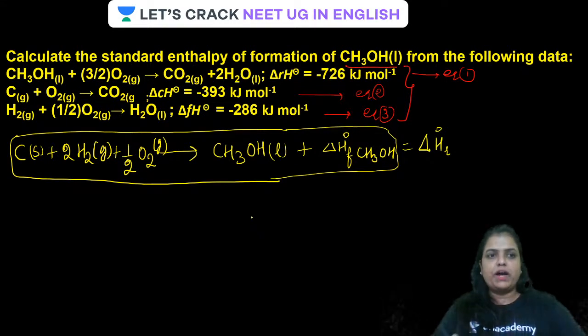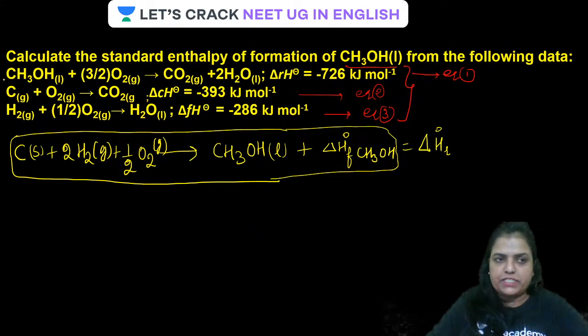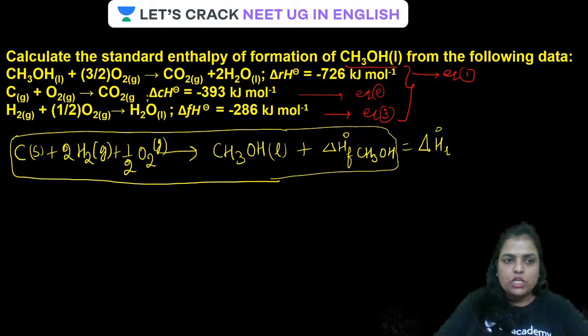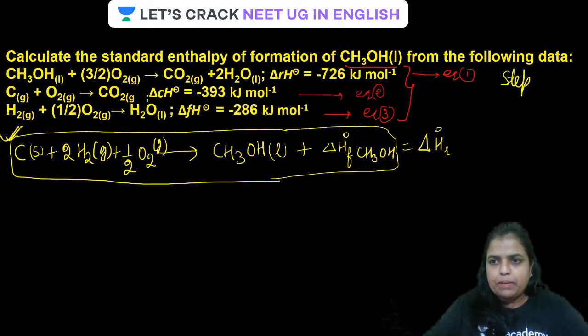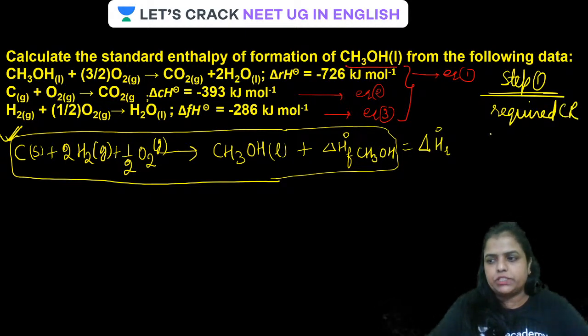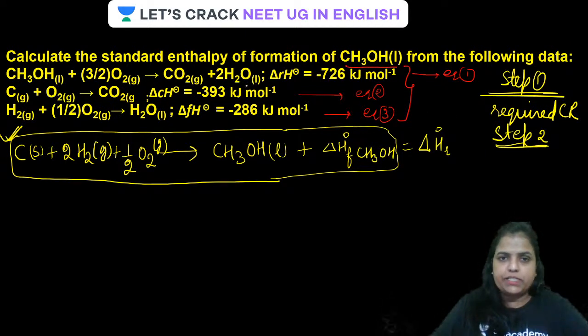And in equation 1, methanol is there on the reactant side. So the very first step, in order to get the required equation, I'm repeating once again: in order to solve such questions, guys, step one is to write down the required chemical reaction. All done. Then step two is, following Hess's law, because Hess's law will be followed over here.